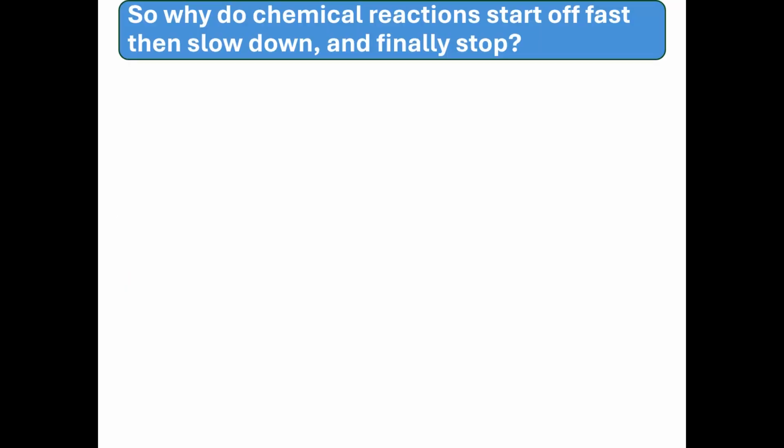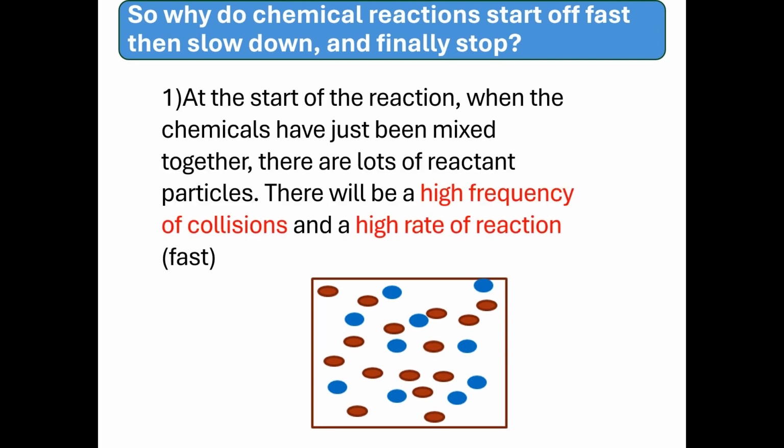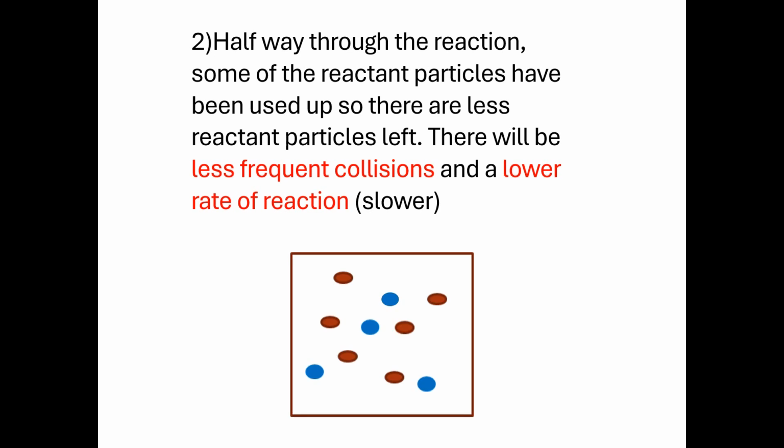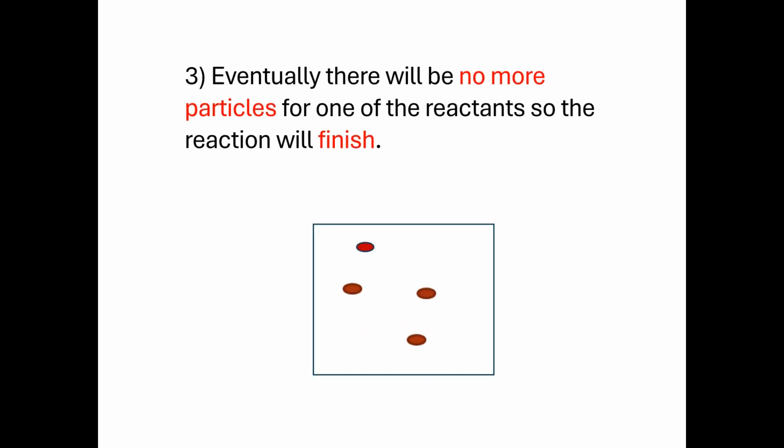So how can this explain why chemical reactions start off fast and then slow down before finally stopping? Well, at the start of the reaction, when the chemicals have just been mixed together, there are lots of reactant particles, so there will be a high frequency of collisions and therefore a high rate of reaction. The reaction will be going fast. Halfway through the reaction, some of the reactant particles have been used up, so there are less reactant particles left. So that means there will be less frequent collisions and a lower rate of reaction, so the reaction will be going slower. Eventually, there will be no more particles for one of the reactants, so the reaction will finish.